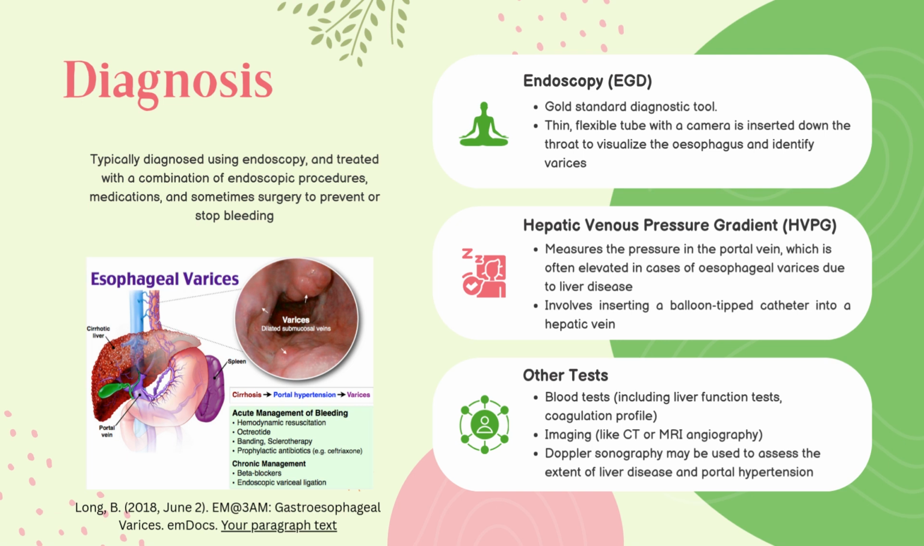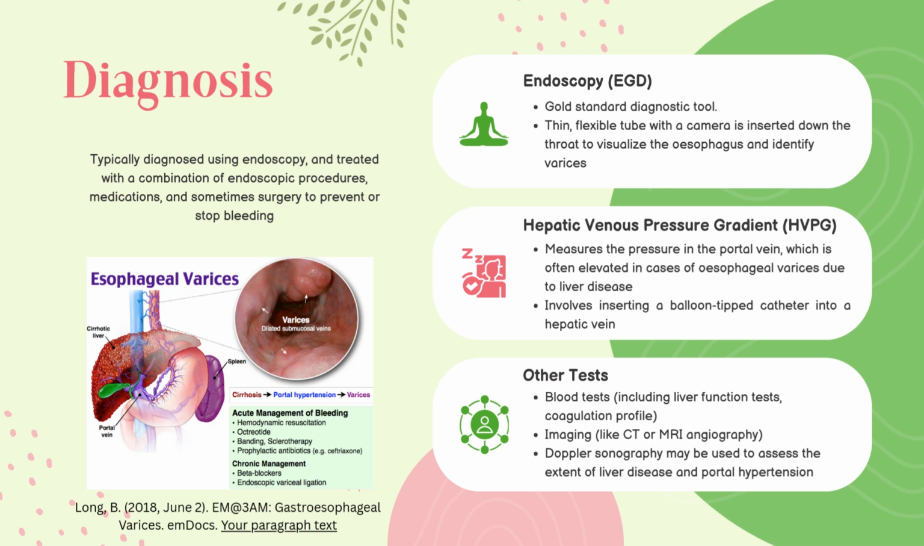Esophageal varices are typically diagnosed using endoscopy and treated with a combination of endoscopic procedures, medications, and sometimes surgeries to stop the bleeding. The endoscopy, EGD, is the primary gold standard diagnostic tool. A thin, flexible tube with a camera is inserted down the throat to visualize the esophagus and the varices.